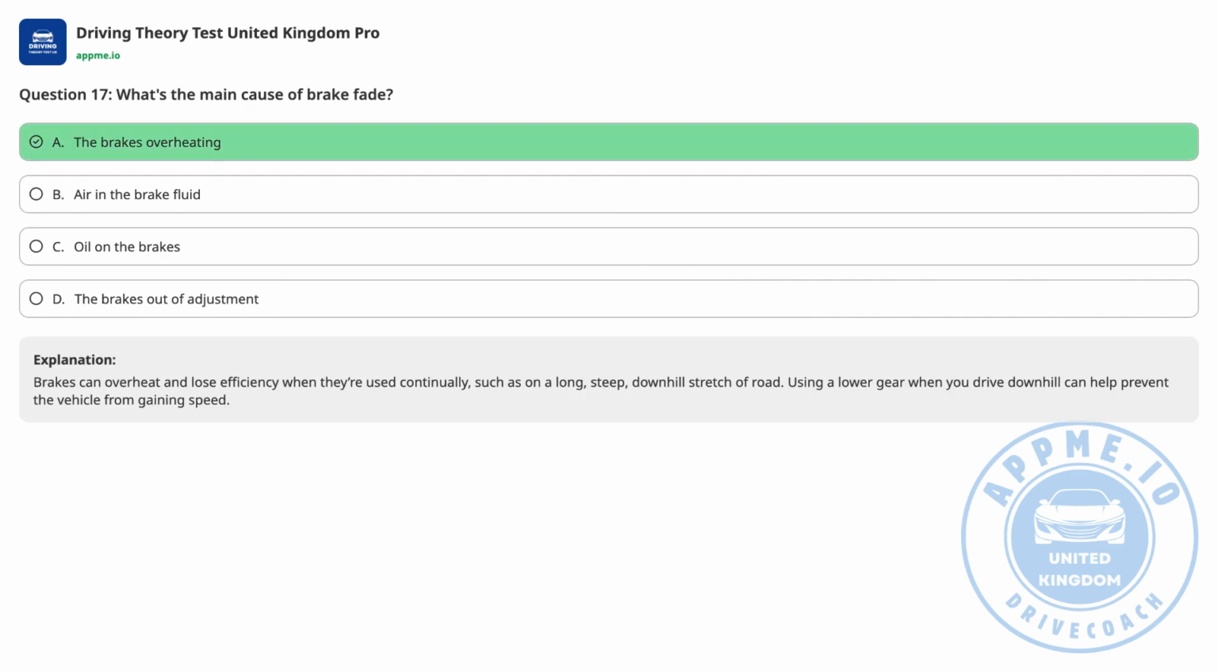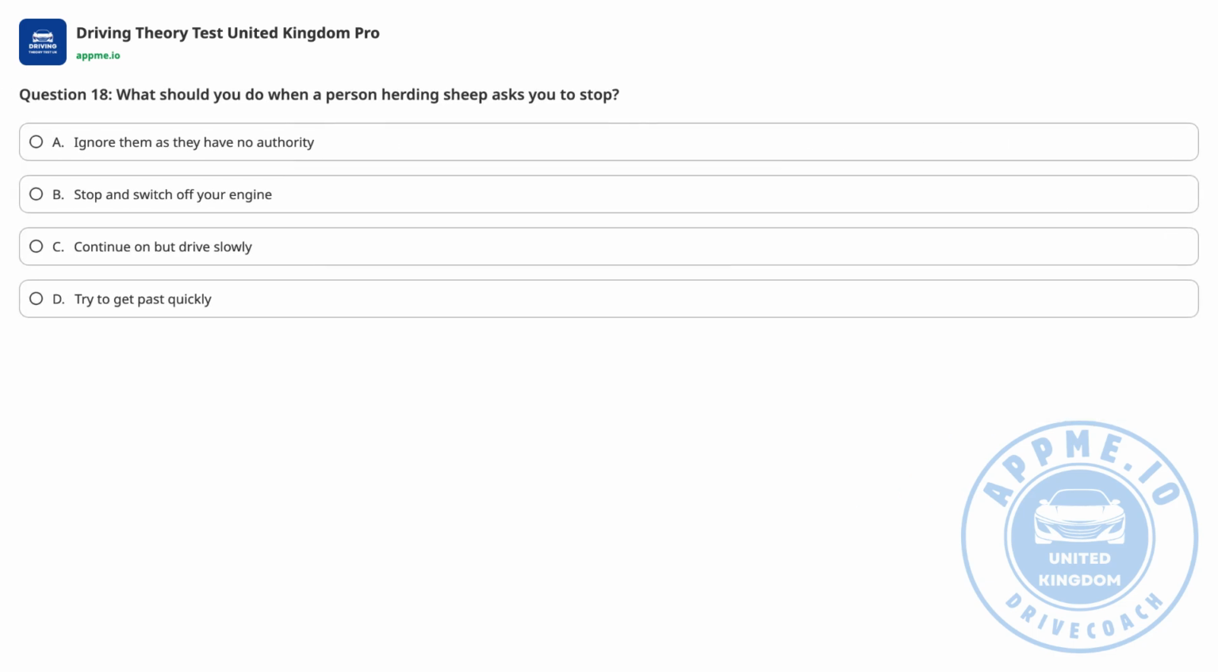The correct answer is A. Question 18. What should you do when a person herding sheep asks you to stop? A. Ignore them as they have no authority. B. Stop and switch off your engine. C. Continue on but drive slowly. D. Try to get past quickly.